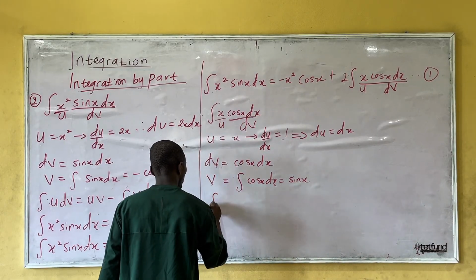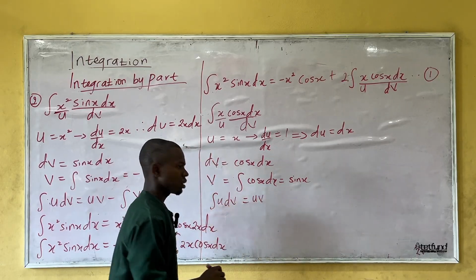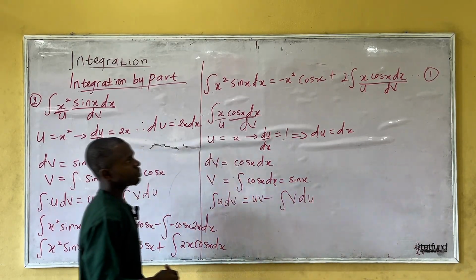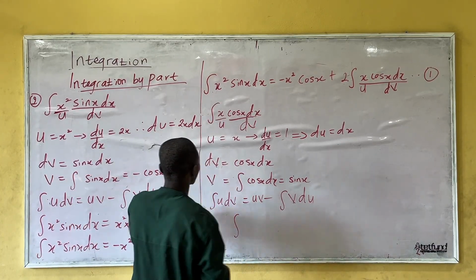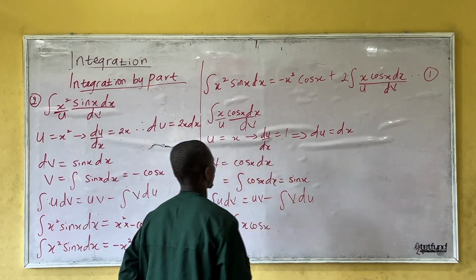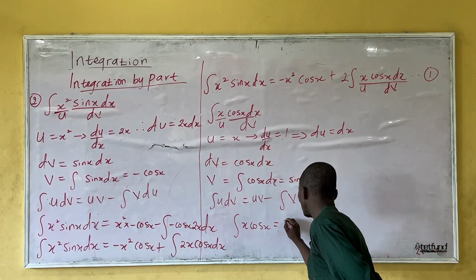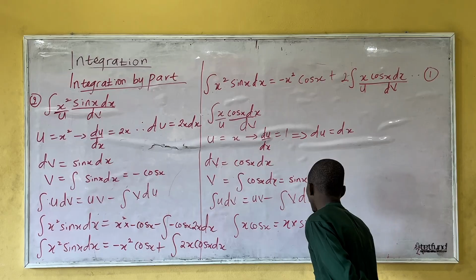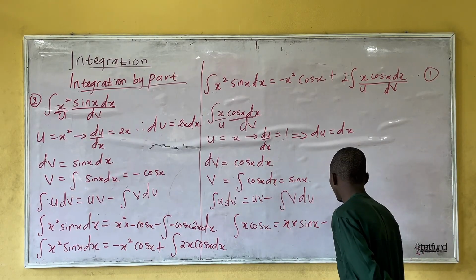The integral of u dv is equal to uv minus the integral of v du. It will now be the integral of x cos x. What is my u? x, times v. What is my v? sin x. That is times sin x, or you can say dot, and dot means times. Minus the integral.